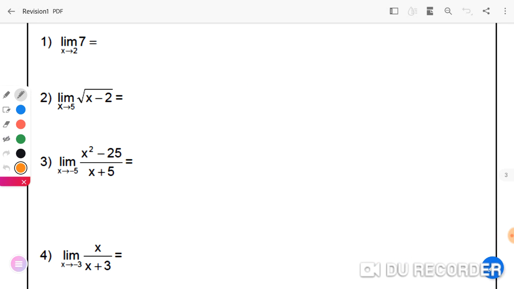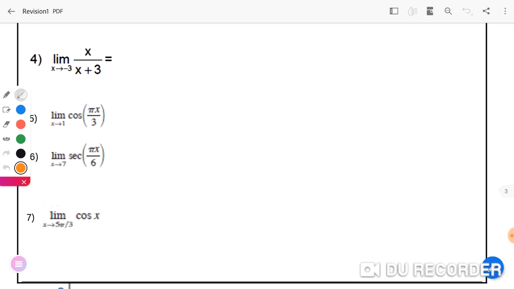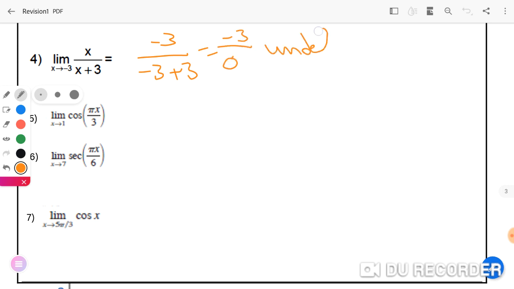Now, the last question I'll solve for this session. Just replace, it will be negative 3 over negative 3 plus 3, it will be negative 3 over 0, undefined value. So, the limit does not exist.